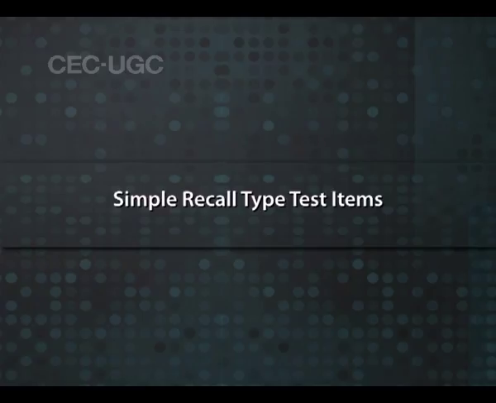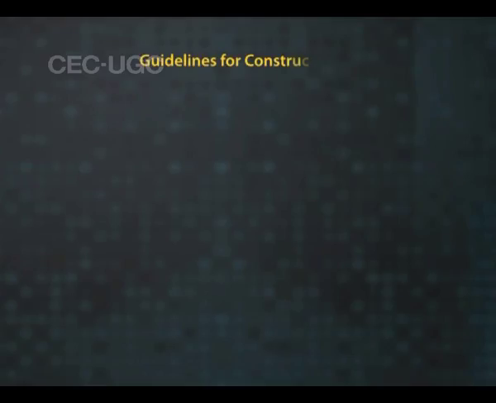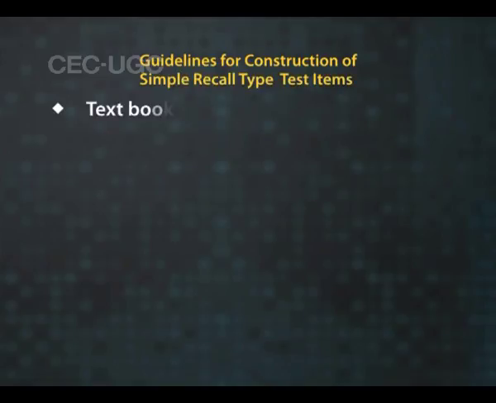Simple recall type test items. A simple recall type item is a direct question to which the student responds by writing a single word or short numerical figures. Here the student is not expected to identify the answer from a suggested list of answers by the examiner. Guidelines for construction of simple recall type test items.